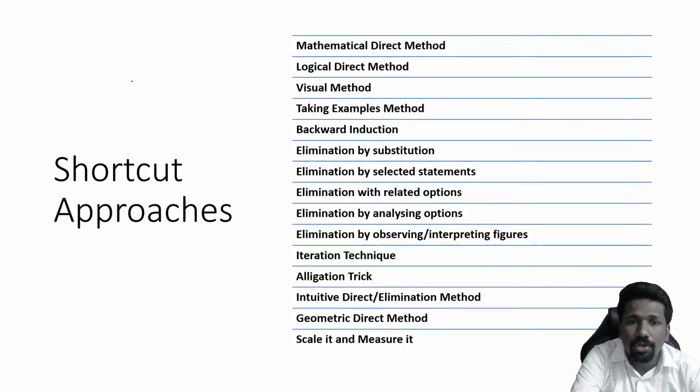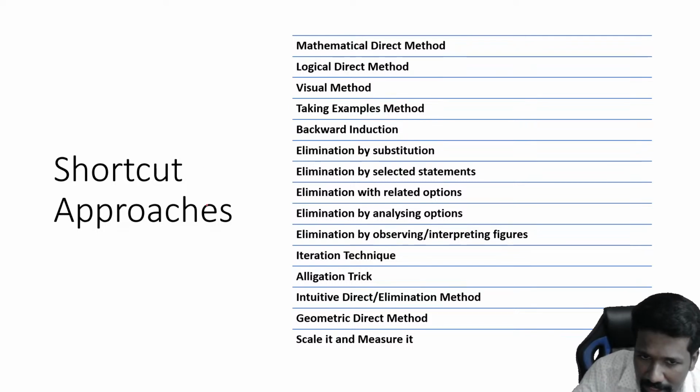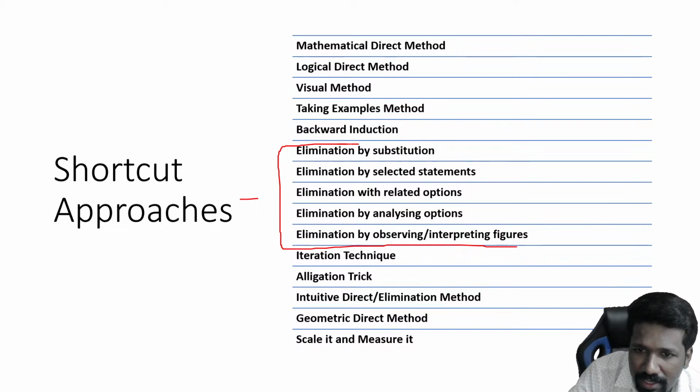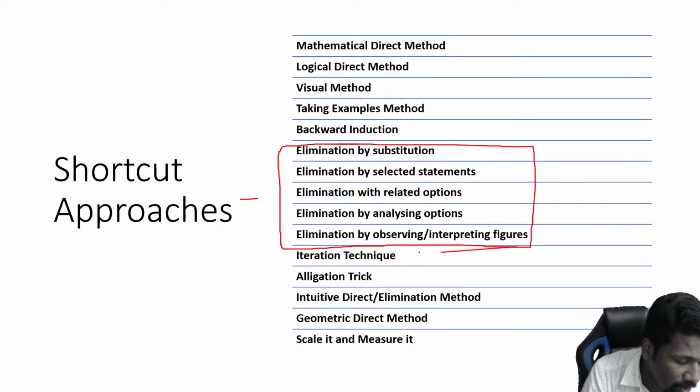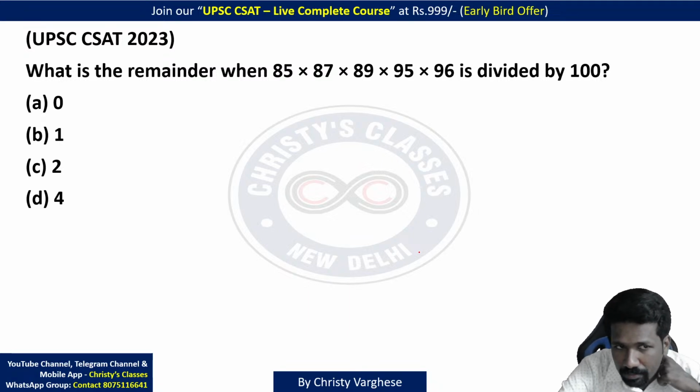So what I taught you in the previous class will help you to do many questions in UPSC CSAT. Okay, now going to what we are discussing, shortcut approaches. That is the focus of today's class. First, I will explain the major elimination methods and what the differences between them are. We have 1 hour of lecture, and in 1 hour we will try to cover maximum content.